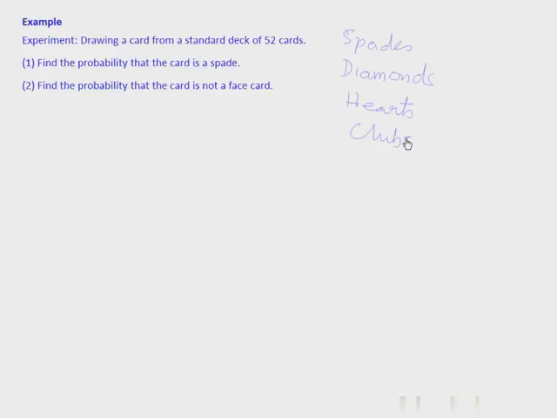So you're drawing one card from a standard deck of 52 cards. If you're drawing one card, that means you have 52 different outcomes. So n sample space, let's just establish it in the beginning, is 52. I have 52 different outcomes. Find the probability that the card is a spade. Out of these 52 cards, there are 13 spades. So the probability of getting a spade is 13 over 52, or 1/4.